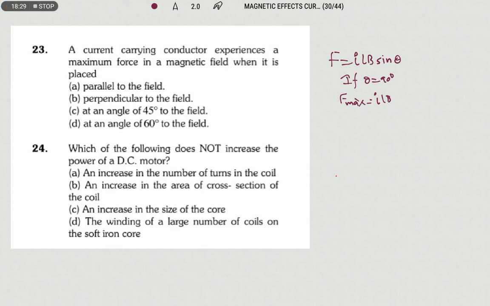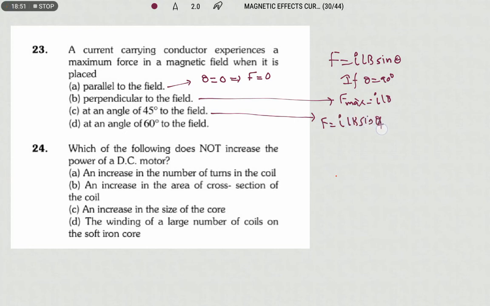Now let us see the second option. Parallel to the conductor, theta is 0, sin 0 value is 0, therefore the force acting on it will be 0. Next, perpendicular to the magnetic field, we already found that F equals ILB. Next, 45 degrees to the field, ILB sin 45.